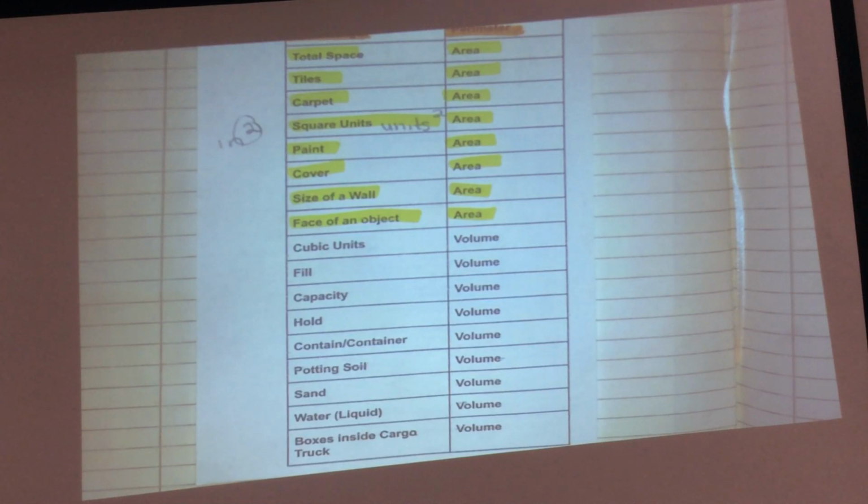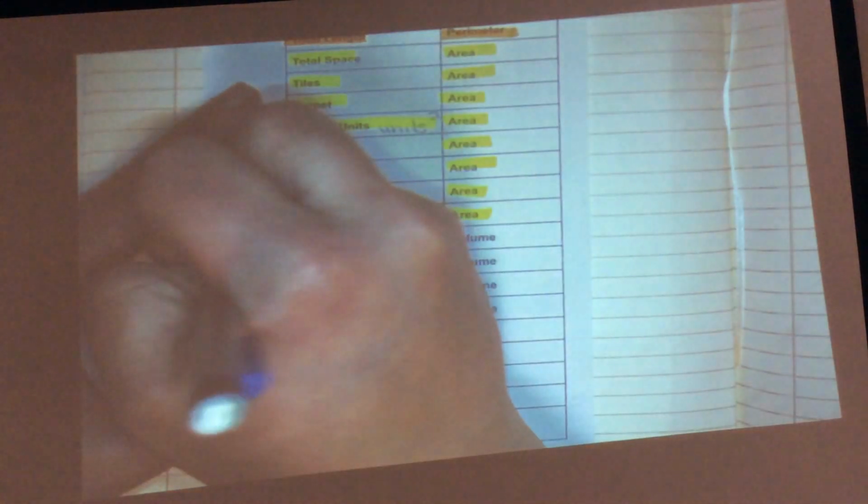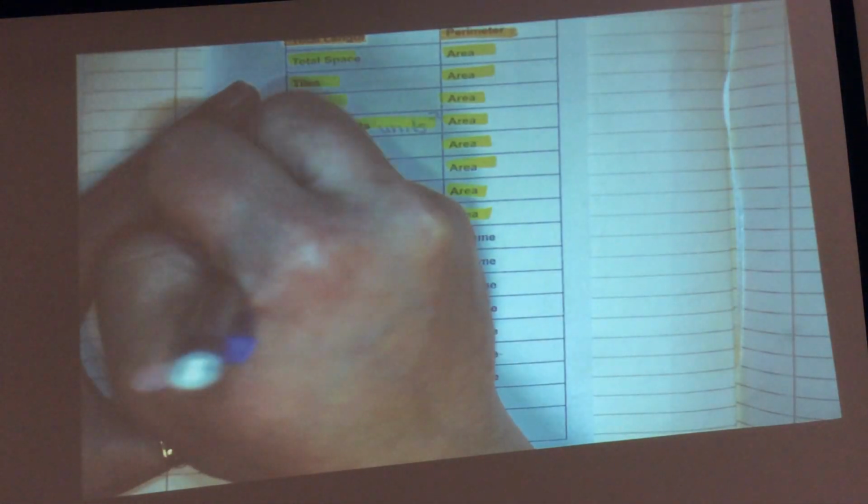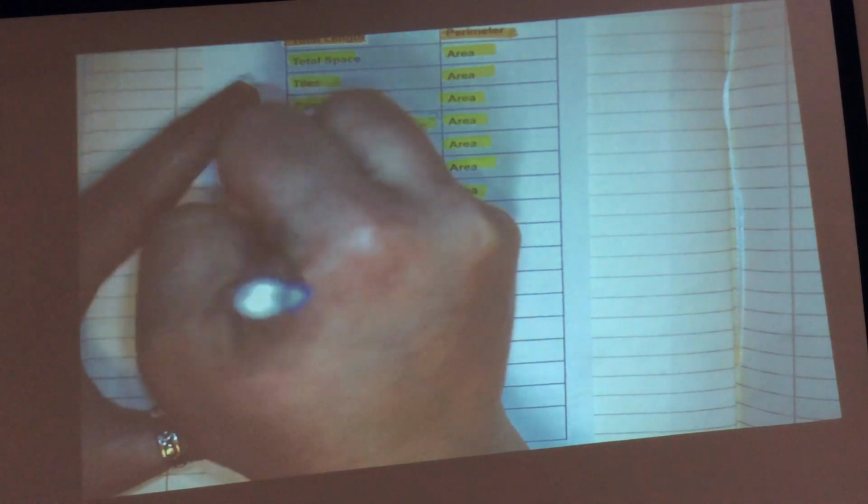Okay, stop talking. You're finding your reference chart. Everyone's finding the formula for volume. What is the formula for volume, Talon? Length times width times height. Okay, so the formula for volume is length times width times height.